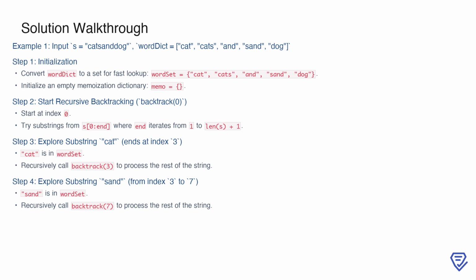We then start the recursive backtracking process from index 0 of the string. At each step, we try every possible substring starting from the current index and extending to the end of the string. For example, we check the substring cat, which spans indices 0 to 3. Since cat is in wordSet, we recursively call the backtrack function starting at index 3 to solve for the remaining portion of the string. Moving forward, we then explore the substring sand, which spans indices 3 to 7. As sand is also in the wordSet, we recursively call backtrack starting at index 7 to solve for the remainder of the string from there.